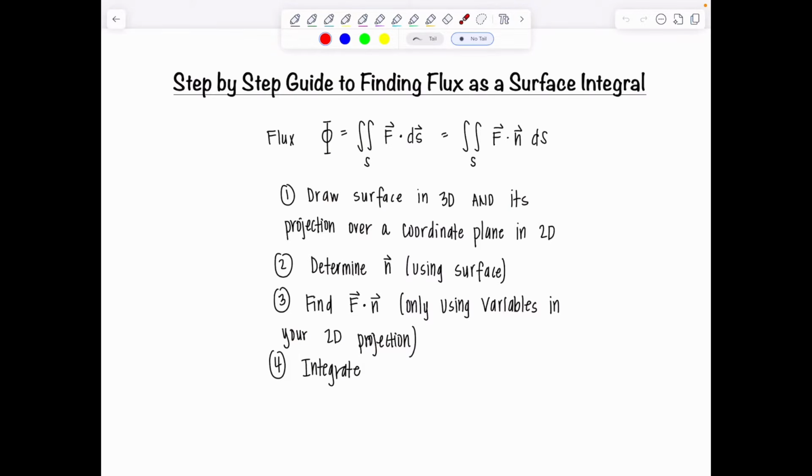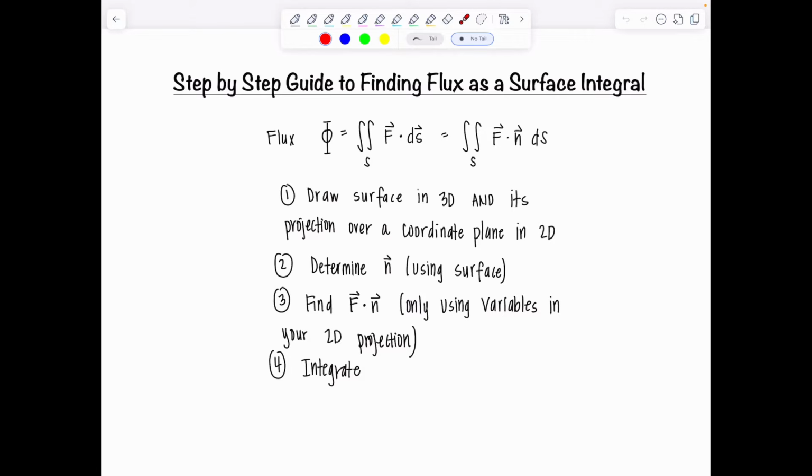In this video, I'm going to break down for you step by step how to find flux using surface integrals. Now, once you learn the divergence theorem, you can also find flux as a triple integral over a solid, but remember that's for closed surfaces. So in all of these situations, I'll show you what to do only working with surface integrals, double integrals.